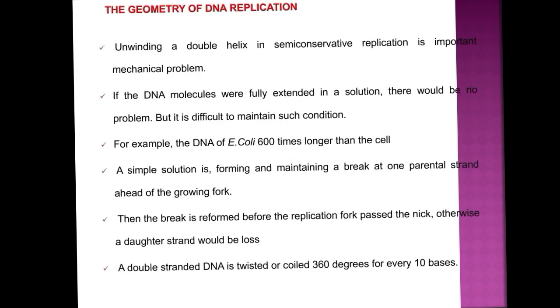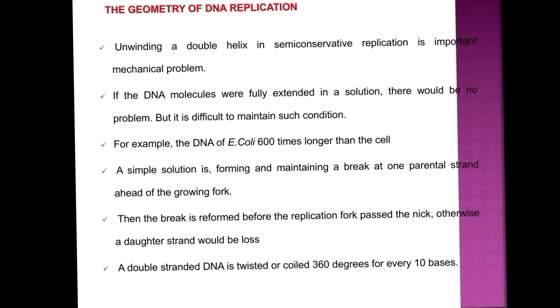The geometry of DNA replication. Unwinding the double helix in semi-conservative replication is an important mechanical problem. If the DNA molecules were fully extended in a solution, there would be no problem. But it is difficult to maintain such a condition. For example, the DNA of E. coli is 600 times longer than the cell.